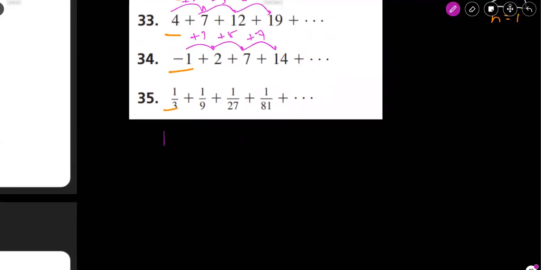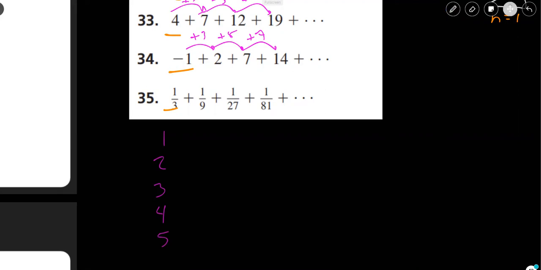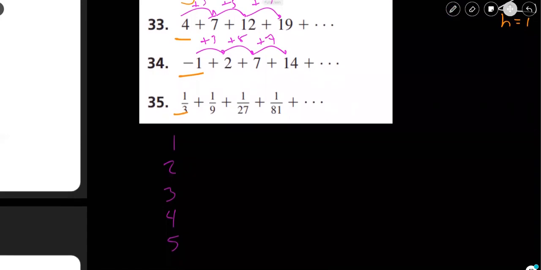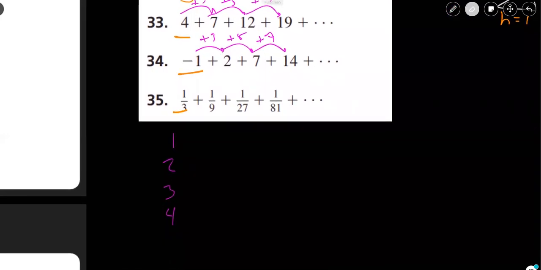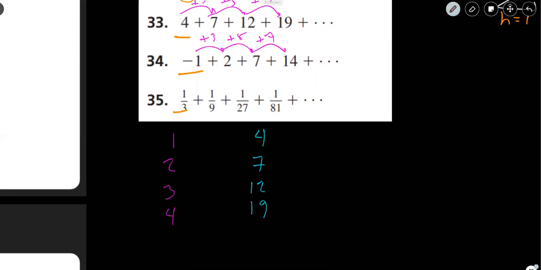All right, so I've got these values, these positions. Okay, let me get this. 1, 2, 3, 4, and 5. And at each of these positions on this third sequence, I've got 4, 7, 12, and 19. Actually, I don't even have a fifth position. I've got the values 4, 7, 12, and 19. So if I'm trying to figure out what the rule is, and it doesn't look like there's something clear, I can try going through my different types of operations.